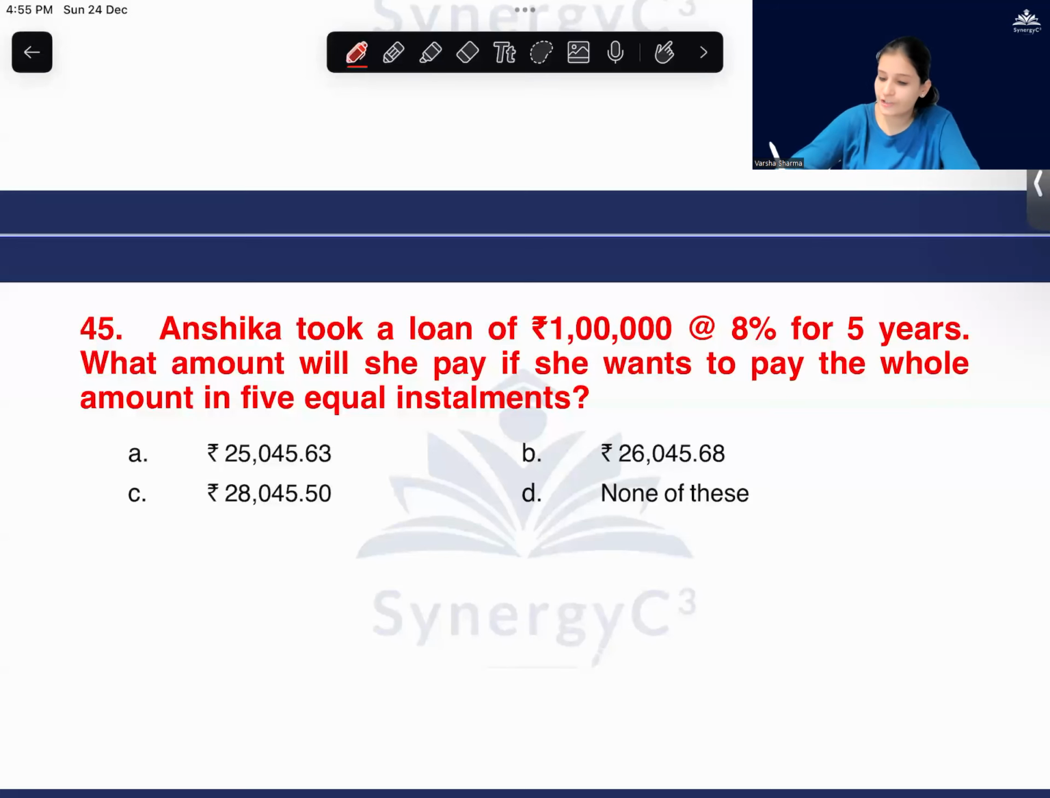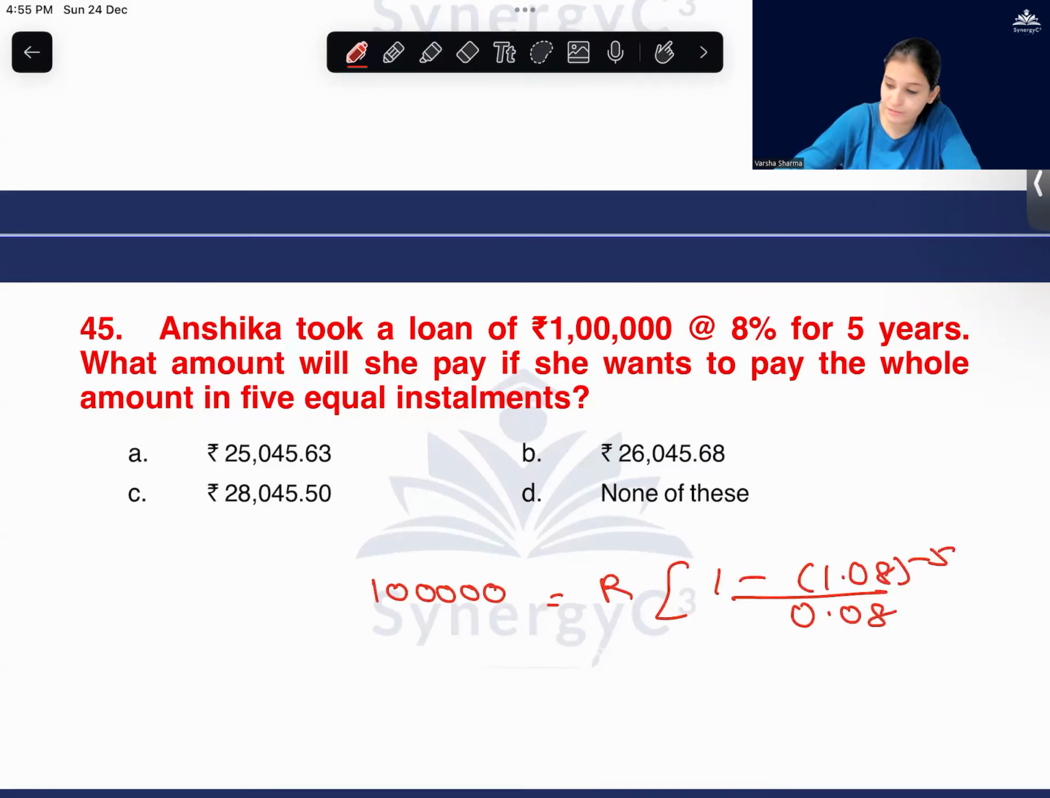Loan against ordinary annuity. Present value 1 lakh. R is missing. 1 minus 1.08 to the power minus 5 upon 0.08. So R is 25045.64.